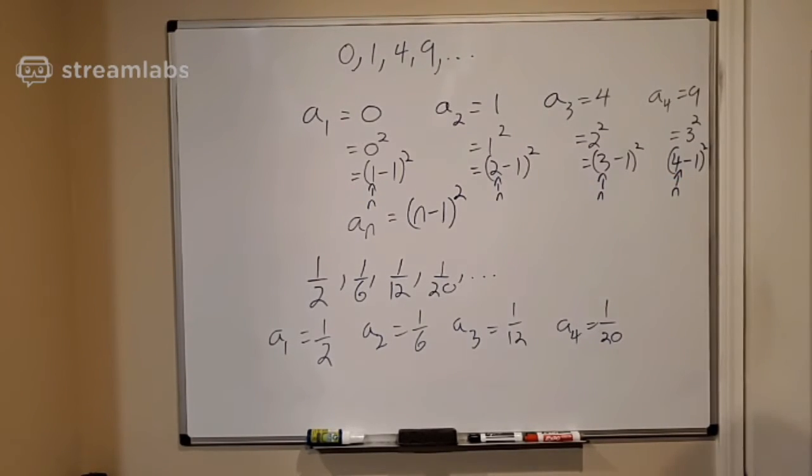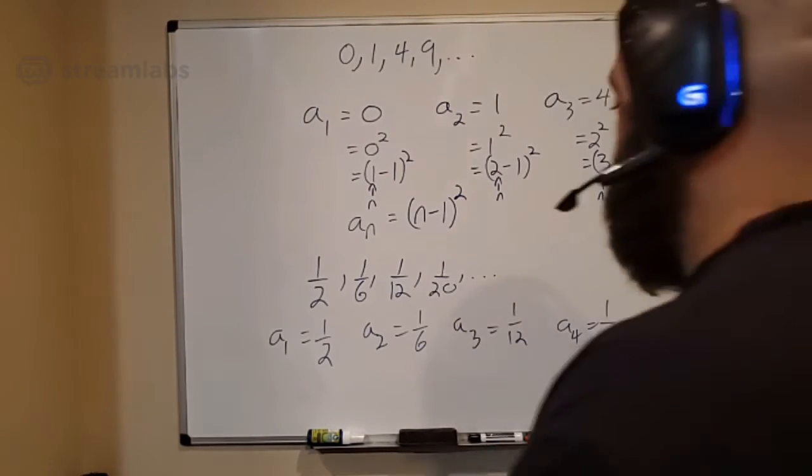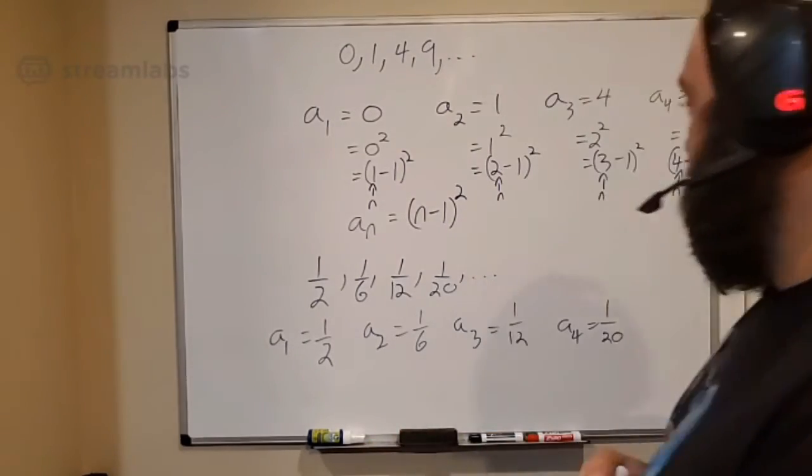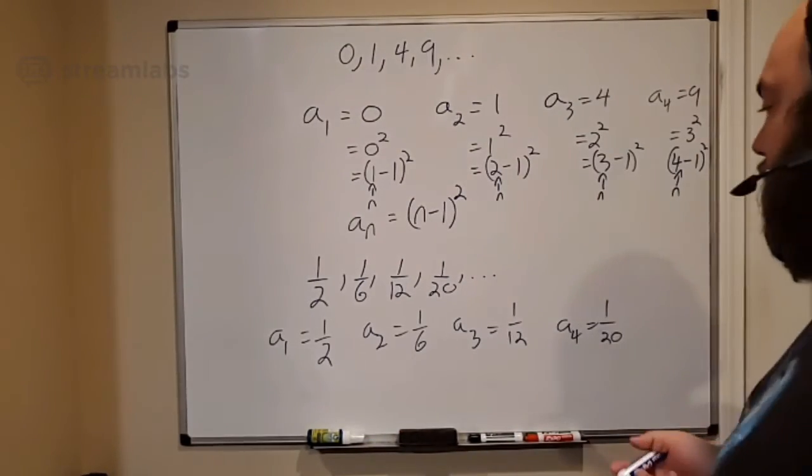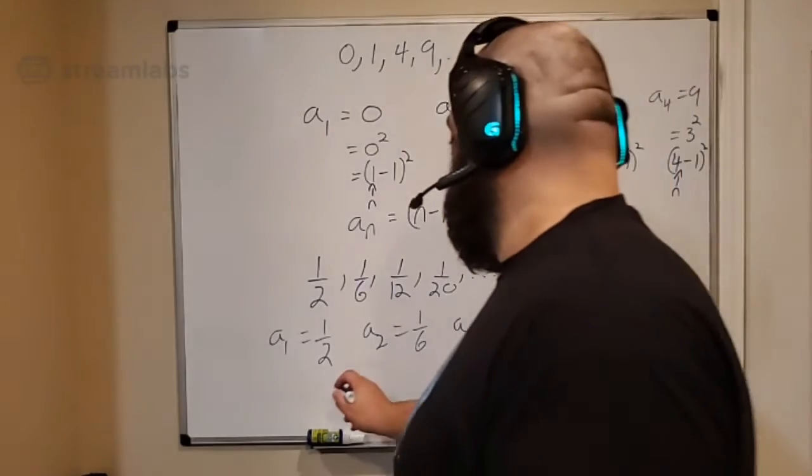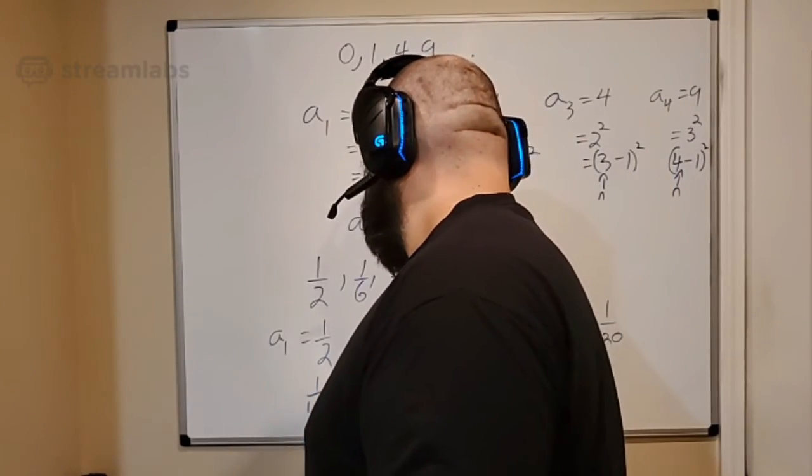So for the first one, we have a sub 1. To get the denominator, you multiply it times 2. And then for a sub 2, you multiply it times 3. And then a sub 3, you multiply it times 4. And a sub 4, you multiply times 5. So it's n plus 1. Okay, so that's a good thing to start looking at.